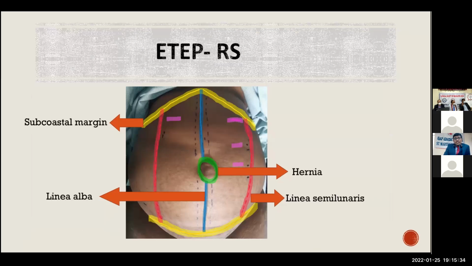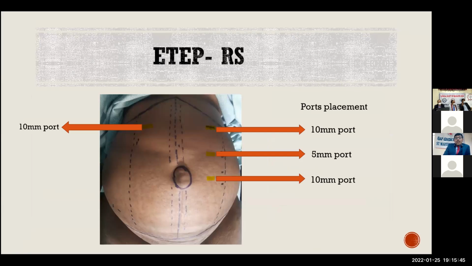Whereas coming to the steps of the Etep-RS, preoperative marking is done of subcostal margin, linea alba, linea semilunaris, and the hernia, which act as the boundaries of the dissection. These are the various port placements, and a 10 mm incision is given at the left subcostal region, medial to the linea semilunaris, and a 10 mm port is placed in the retrorectus plane.